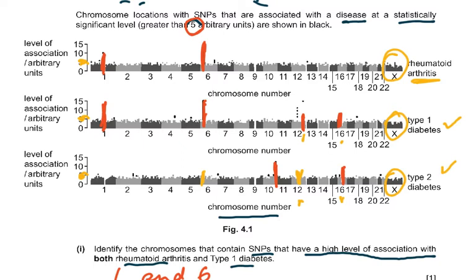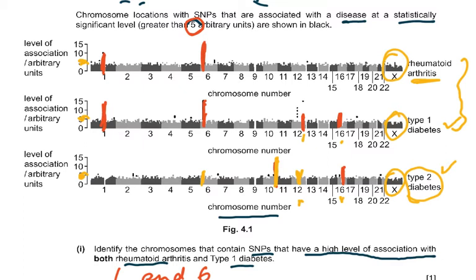So type 2 diabetes is associated with chromosome number 10. Here is the one which is a little higher. So type 2 diabetes was associated with that. Then rheumatoid arthritis and type 1 have a higher level of association with each other than with type 2. They both have a slight association with each other rather than with type 2 diabetes.